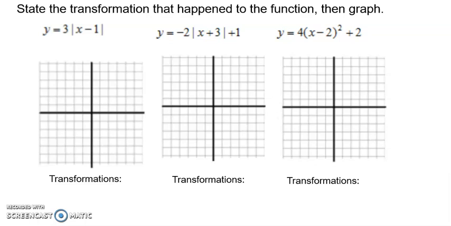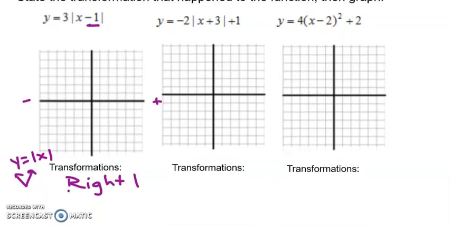Well, first I want to identify what's the shape of my graph, and then what are my transformations. So I see that my parent function is absolute value of x. That tells me it's going to be a V shape. So now my transformations, well, I've got -1 on the inside, horizontal, and it's opposite. So I'm not going to the left, which is the negative direction on my x-axis. I have to go to the right because, again, it is opposite when it's on the inside. So I'm going to the right 1.